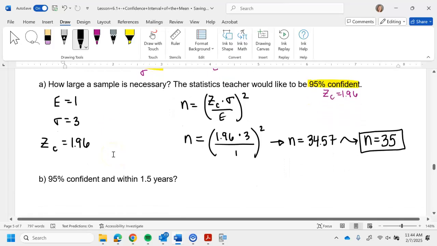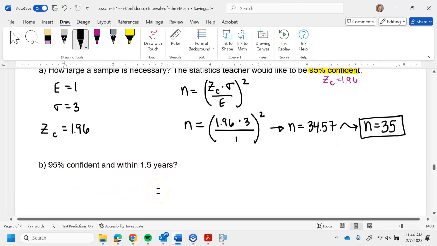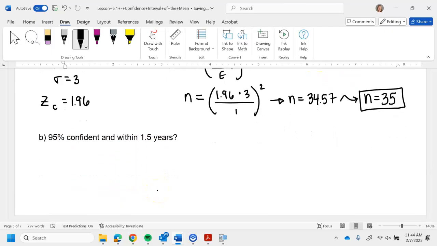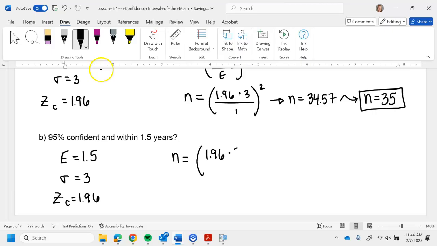So let's try part 2. Okay? So now we want to say 95% confident within 1.5 years. So the only thing that I'm going to change here is what that error is. So let's make that 1.5. Everything else is going to remain the same. Same standard deviation, same confidence level. Okay, so now I'm going to plug in those numbers. So we still have 1.96 times 3 in my numerator, but now my denominator becomes 1.5.